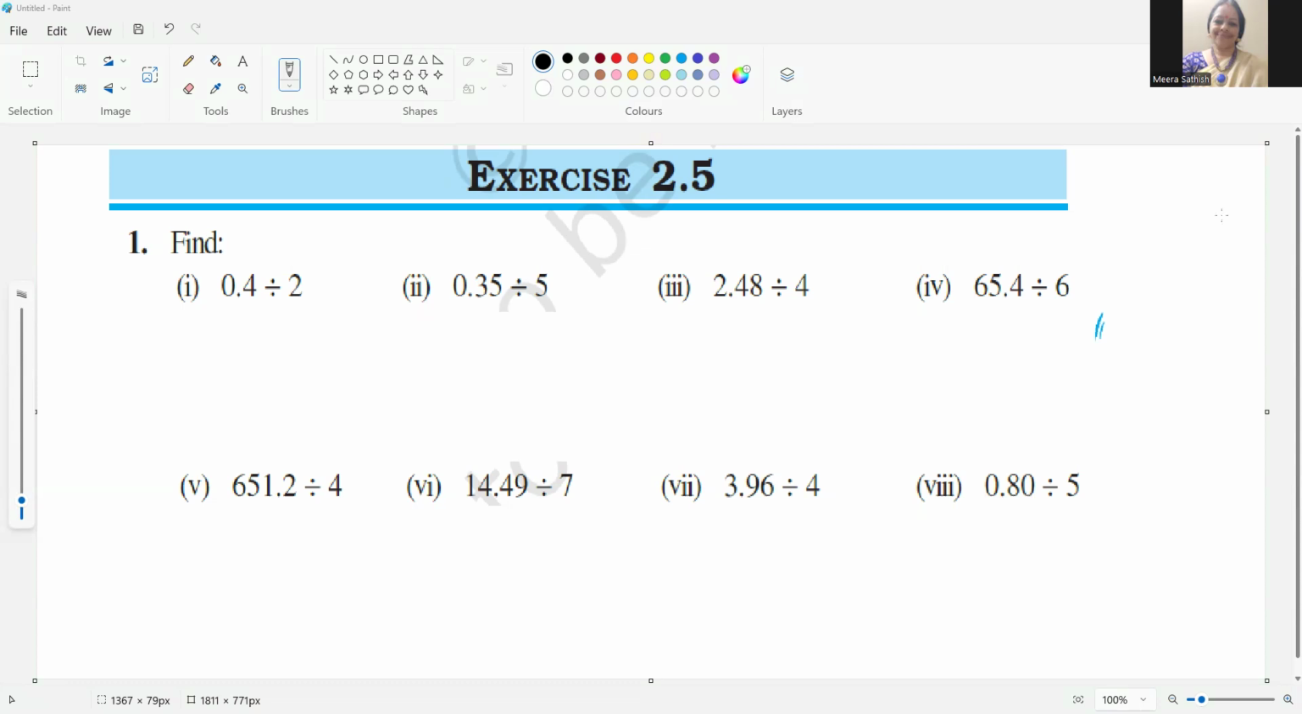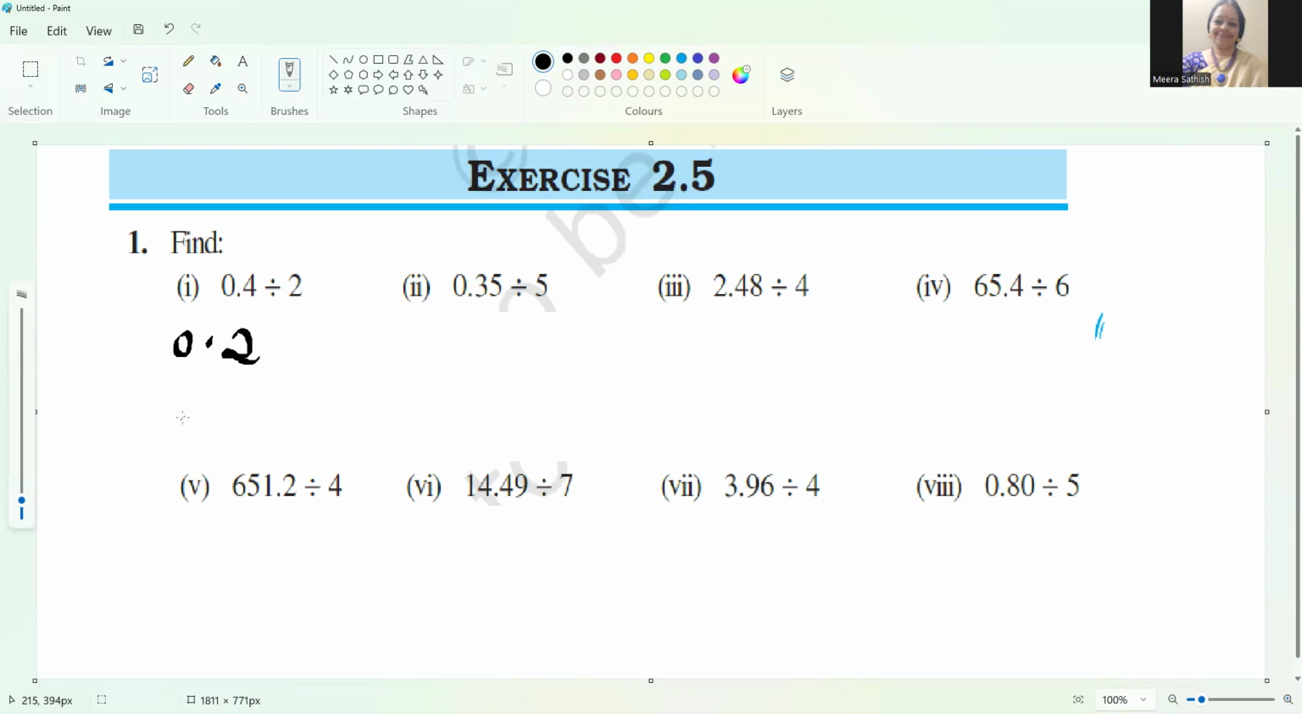So here what you have to do is, first one, 0.4 divided by 2. So what you have to do is very easy now. You just divide 4 by 2. And we know that 4 divided by 2 is equal to, what is 4 divided by 2? It is 2 only. Okay, so you just write 2. And here, how many decimal places are there in the numerator? 1 decimal. So just put 1 decimal.